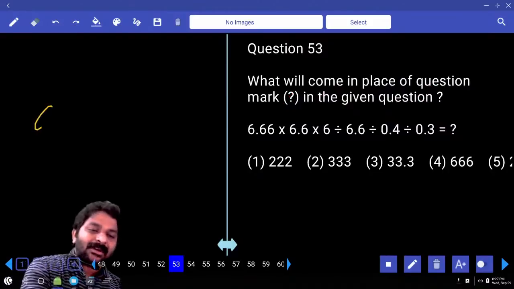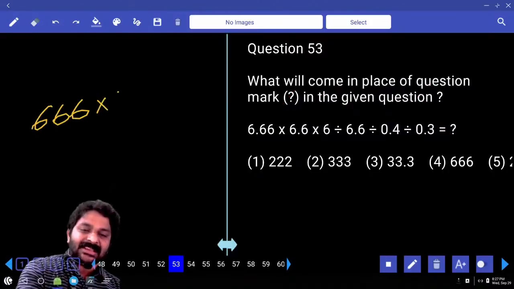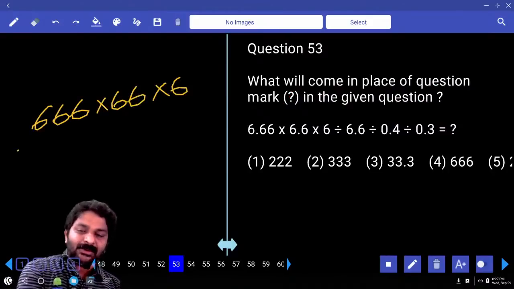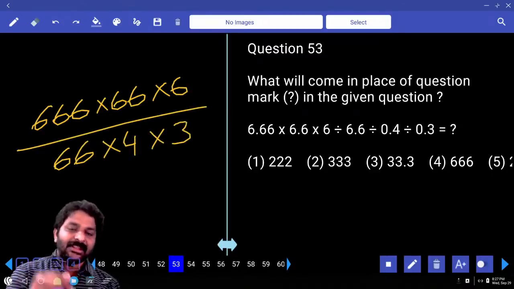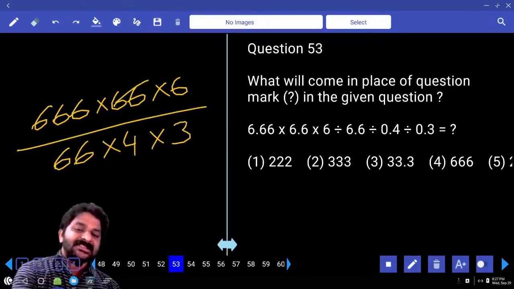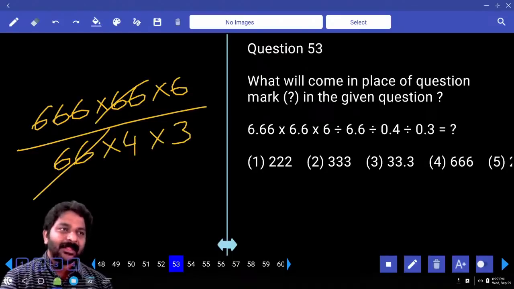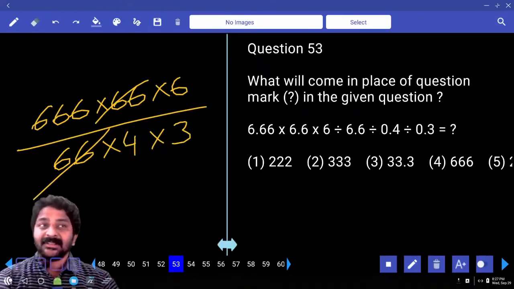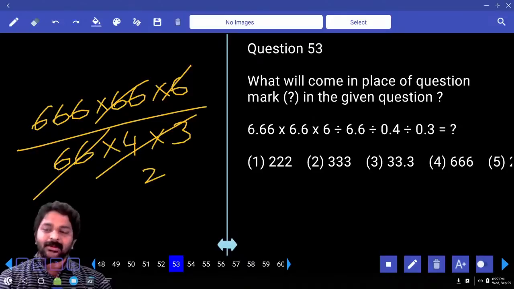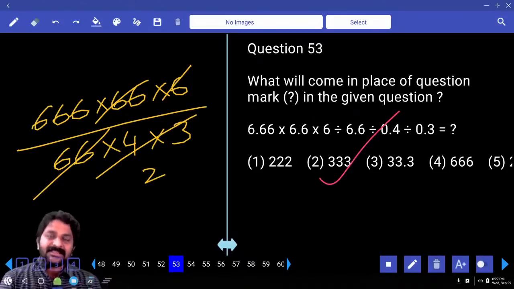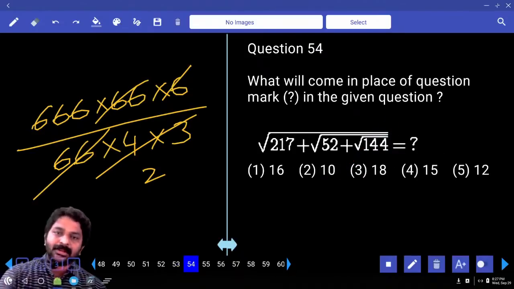So directly I would like to write it as 666 into 66 into 6 by 66 into 4 into 3. Do you have any problem? 66 cancels. Denominator 4 3s. 6 how many times is 12? 666 by 2. Answer 333. Second option done. Over. Come on, next. Root in a root concept.